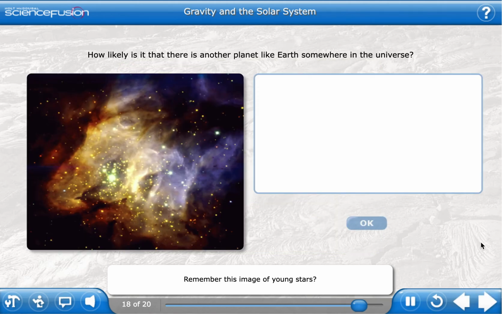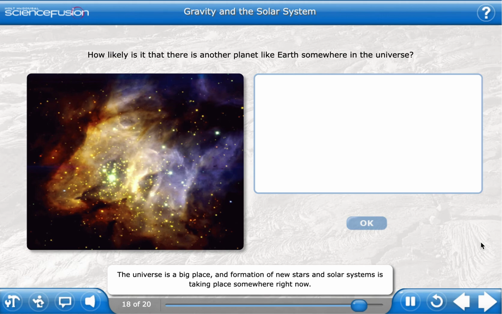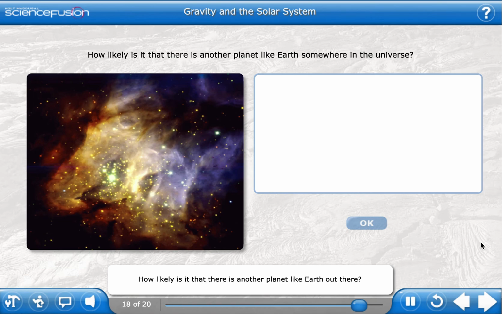Remember this image of young stars? The universe is a big place, and formation of new stars and solar systems is taking place somewhere right now. How likely is it that there is another planet like Earth out there? Type your answer in the box. Click OK when you're finished, and then move to the next screen.